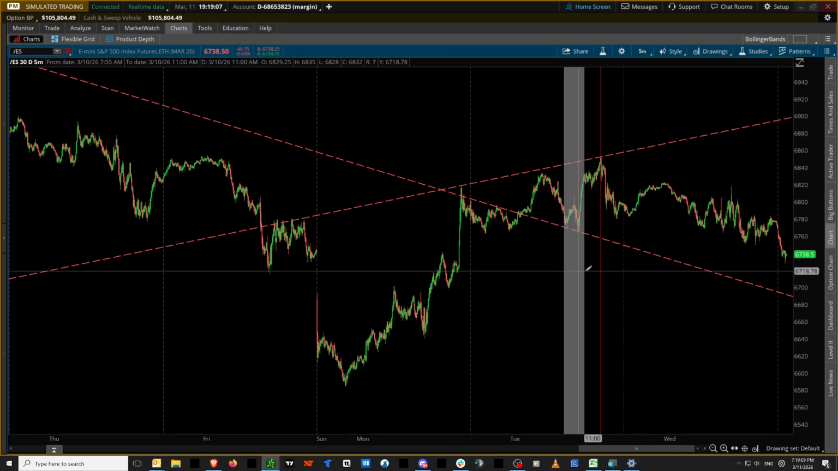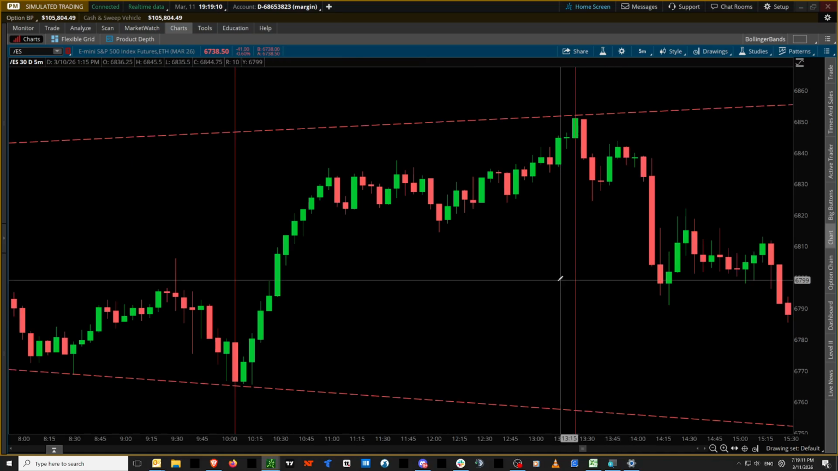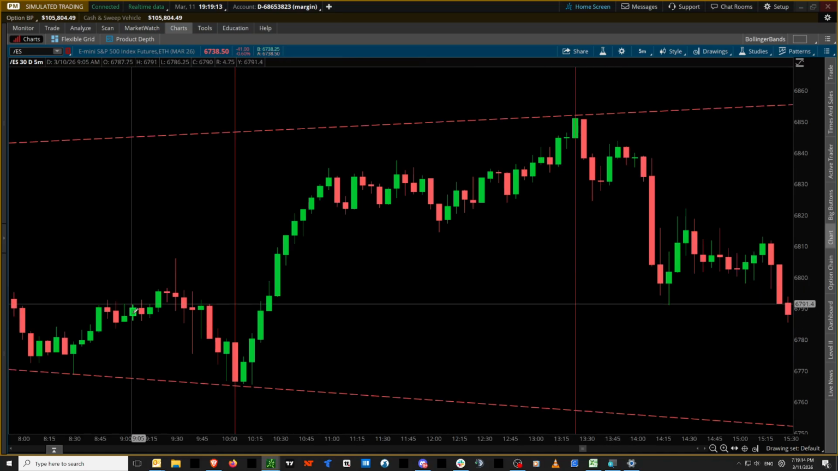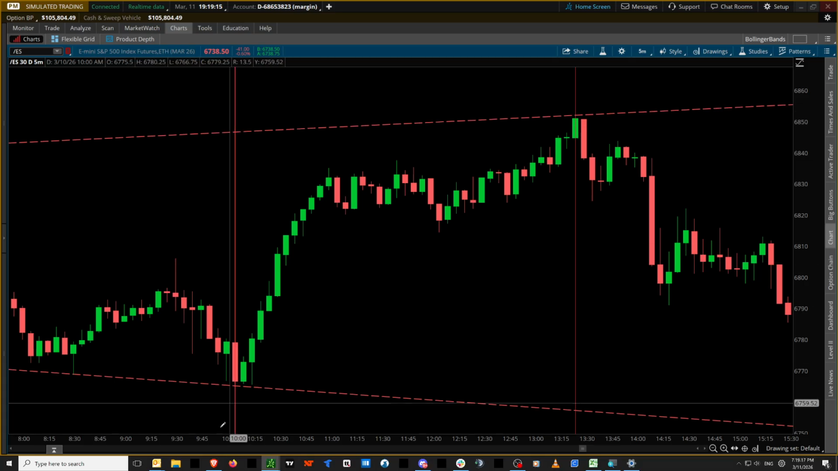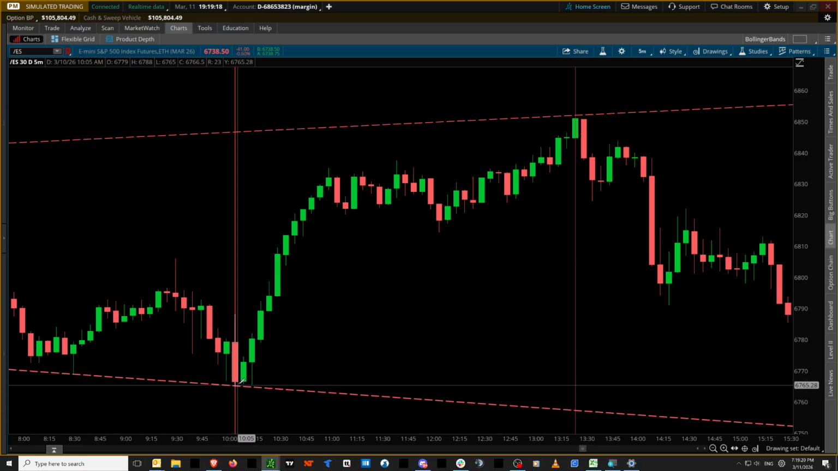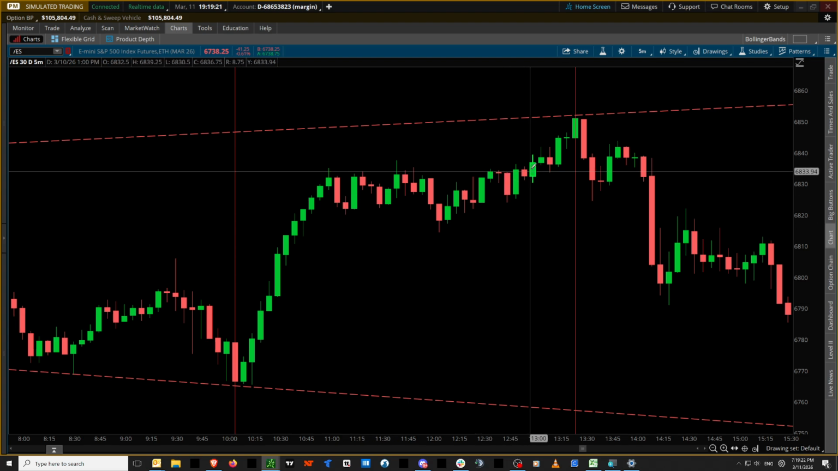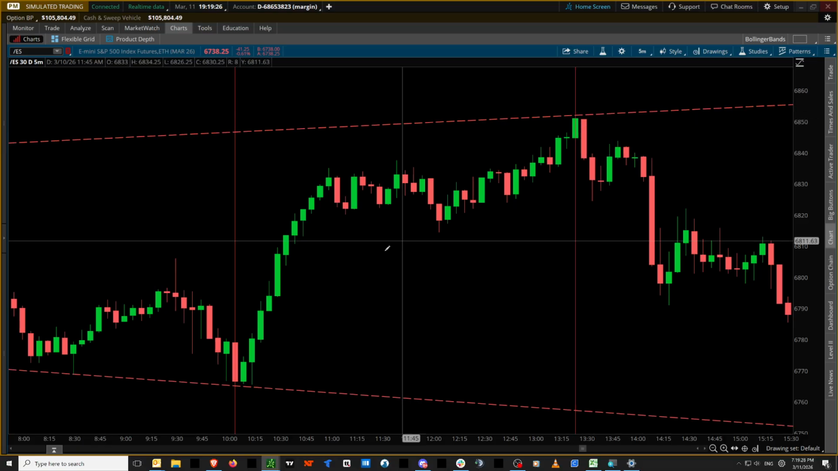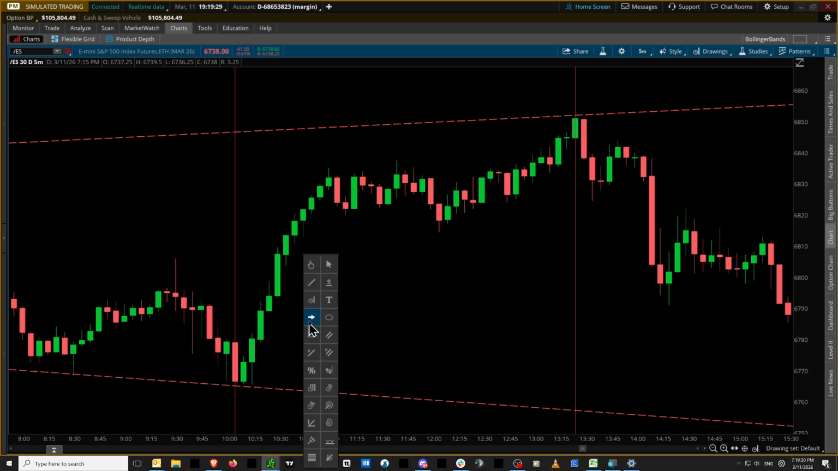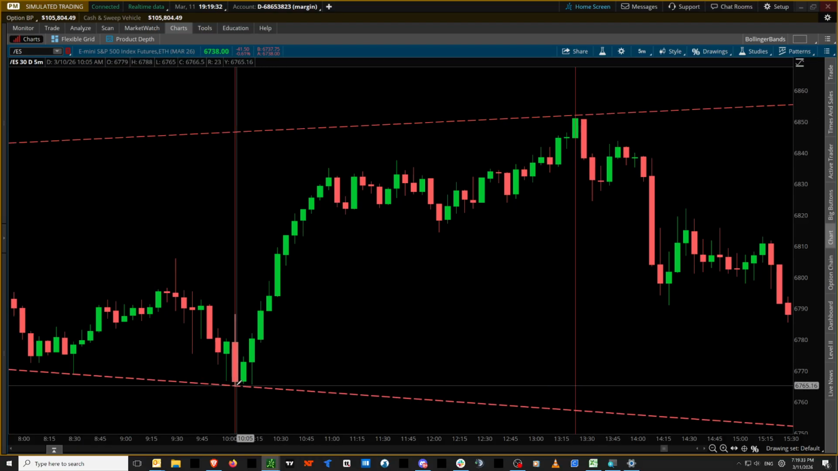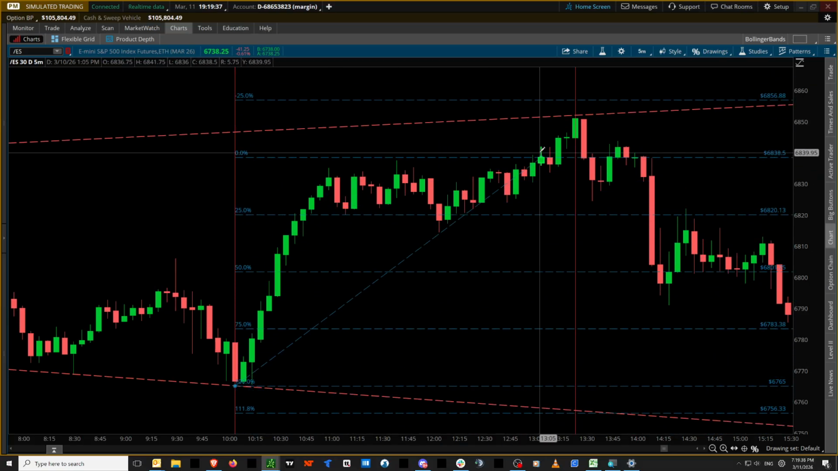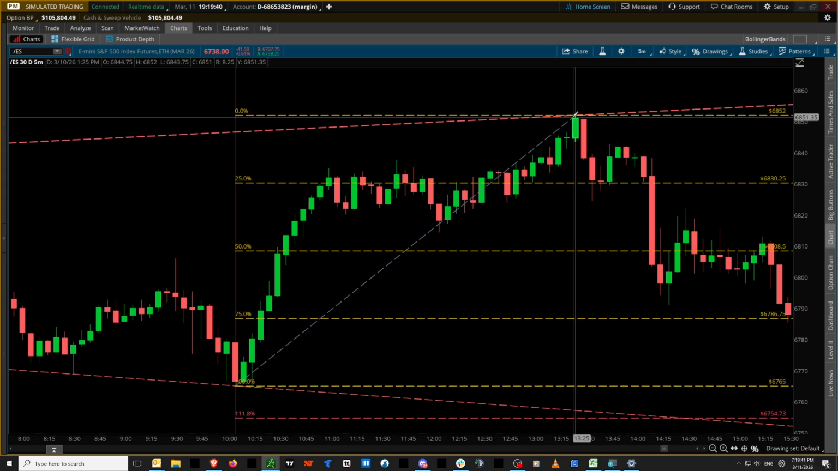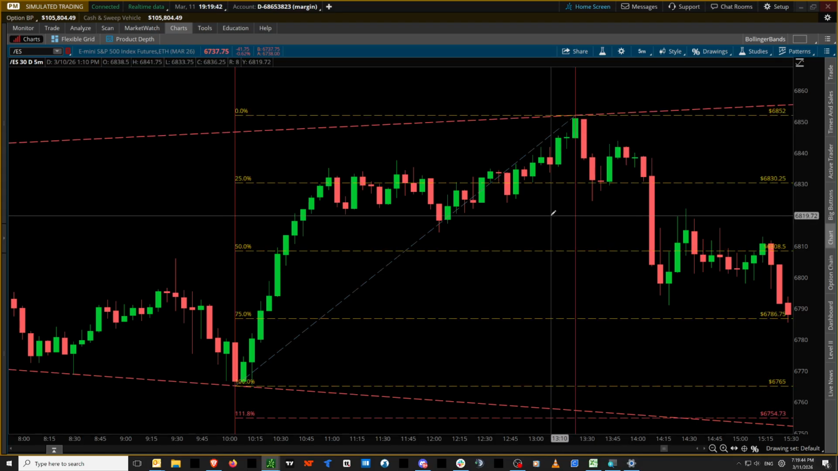Now, before we can go any further, we've got to put our Fibonacci in here, or our measured move tool, or whatever it is that you use. This is one of my extremes. This is the lowest low. Here's my other extreme, the highest high. So we're going to put in from the lowest low in the set, the highest high in that set, and there is my measured move tool.